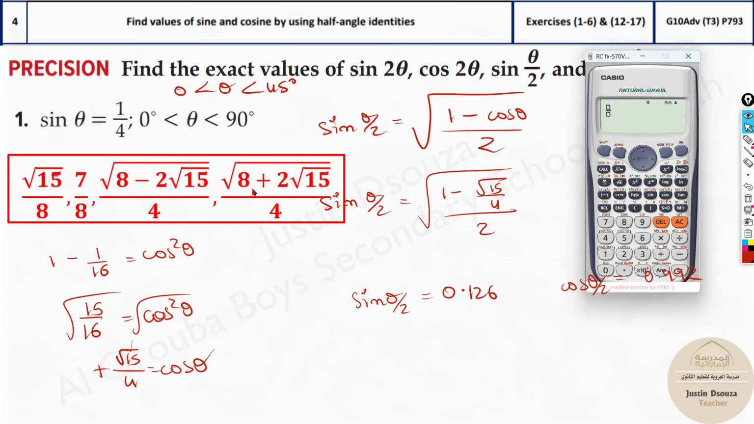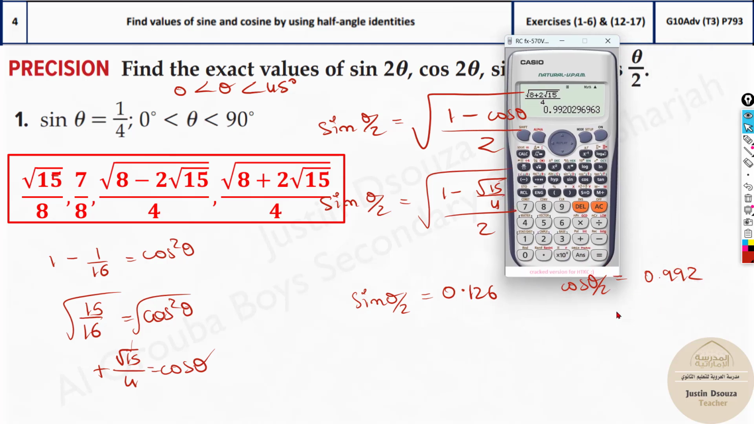Now let's put these in the calculator. Use the fraction symbol, square root 8 minus 2, again square root 15 divided by 4. The third value is sine 2 theta. What is the answer? Press equal to, it matches. It's the exact value which we got. Now we just change the minus sign to plus, and what do we get? It'll be 0.992, and that's the cos theta by 2 value.